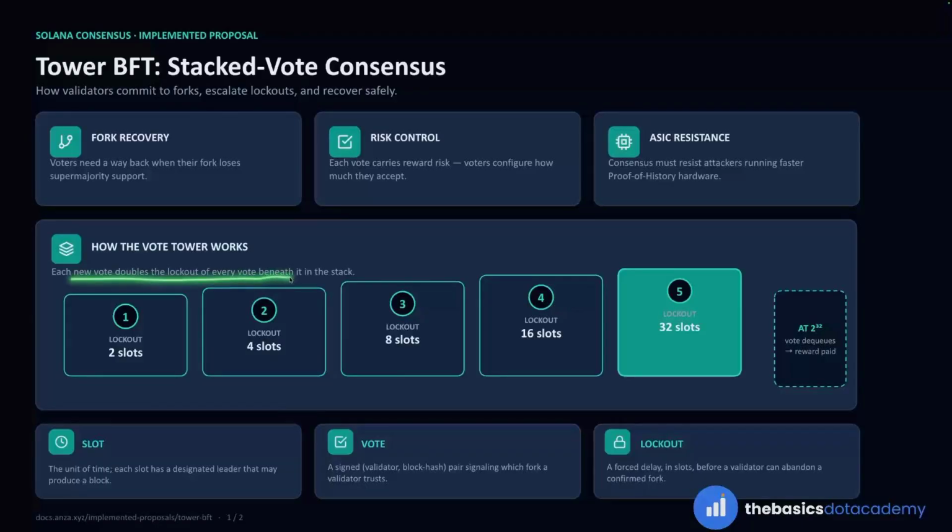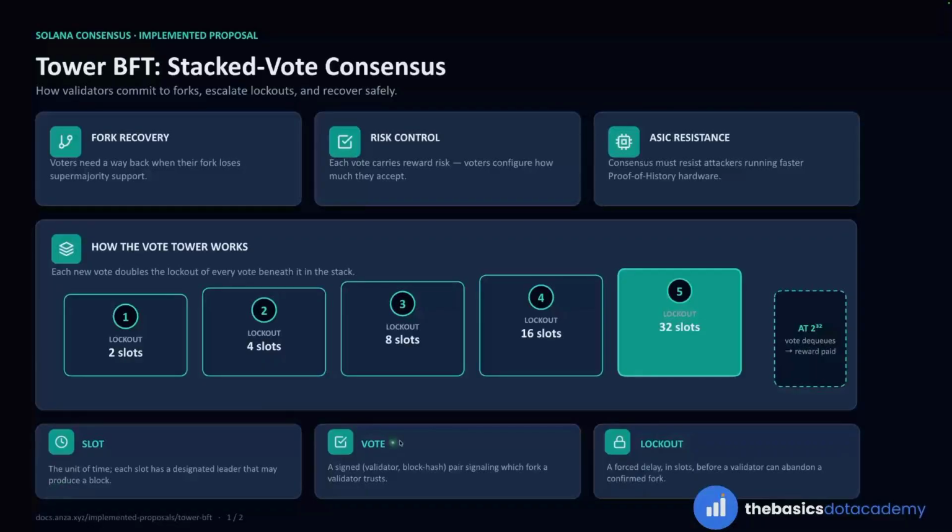How the vote tower works. Each new vote doubles the lockout of every vote beneath it in the stack. So for the first vote, the lockout becomes 2 slots. Then when the validator does a second vote, the lockout goes to 4 slots. Similarly, after the 5th vote, the lockout becomes 32 slots. And at 2 raised to 32, the vote matures and the rewards are paid to the validator.